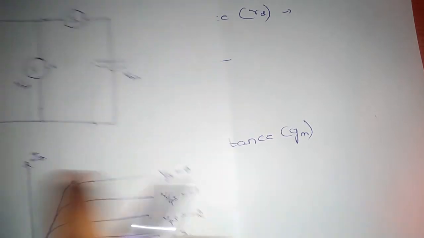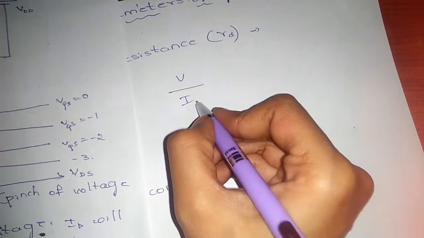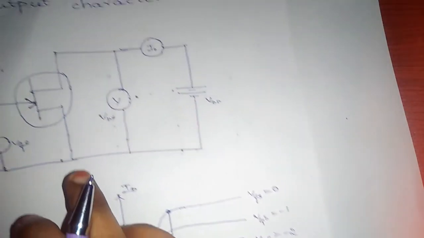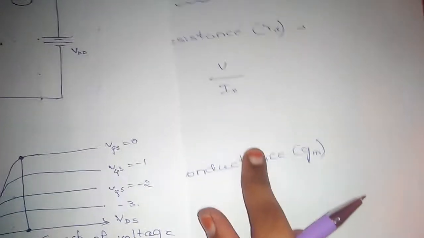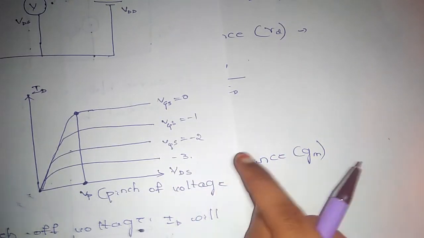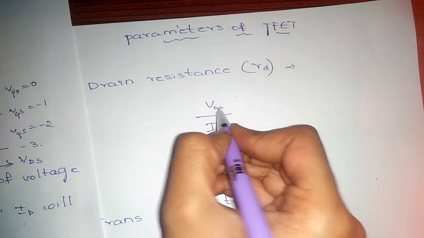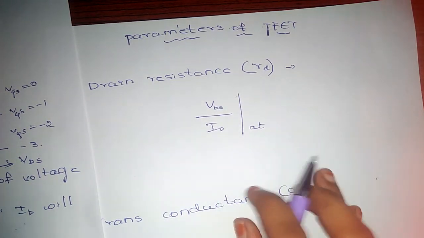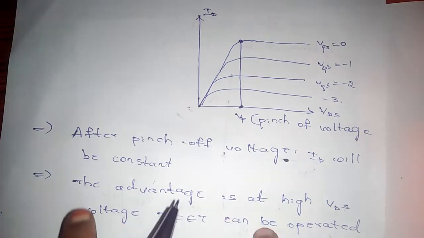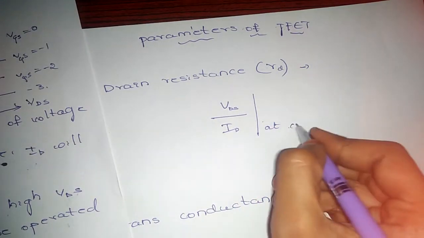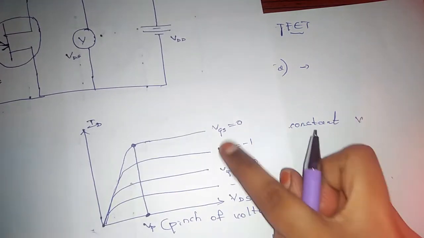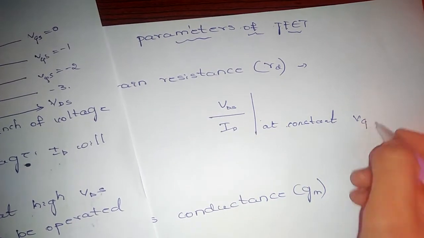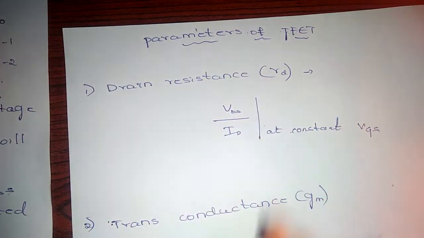So here the current will be ID, as we are taking at the drain side, the output side. So we have to take ID current and the voltage VDS at constant VGS that we already took in the previous class. So at constant VGS, this is the drain resistance.